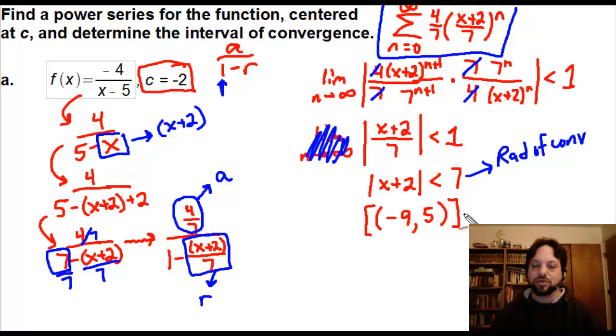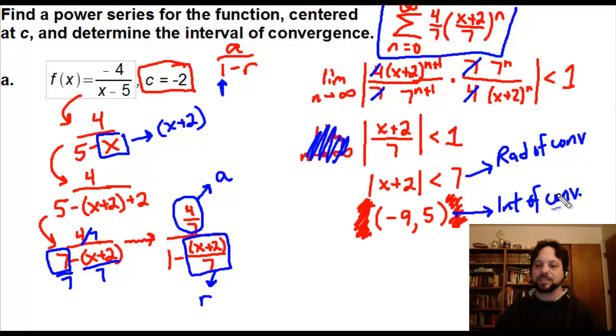But what I will tell you is that our final answer will be the interval -9 to 5, non-inclusive of the endpoints. This here will be my interval of convergence. Feel free to check for yourself and see that this is in fact true. And then when you're ready, let's proceed to our next example.